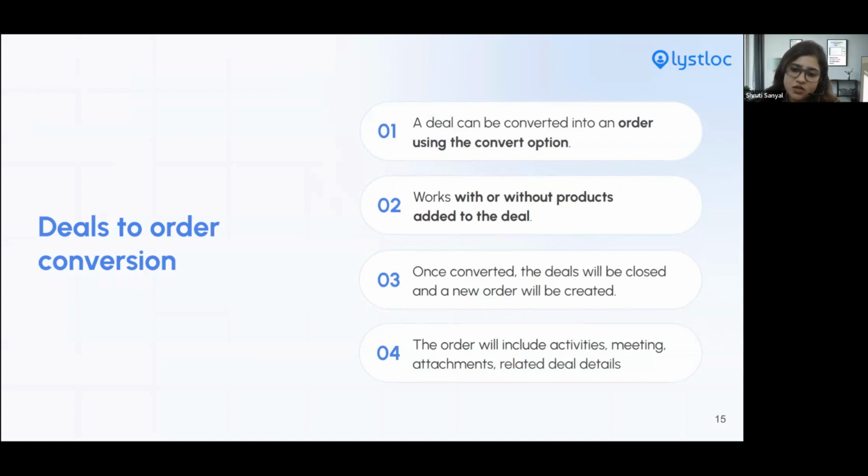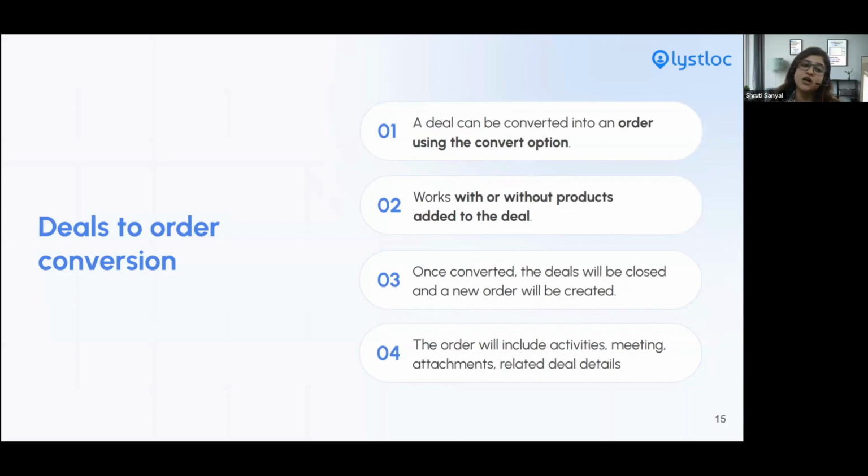And apart from that also, once the order has been converted using the convert option from the deals, the deal will be closed. And that will be a new order, and the new order will be created from there. Once you're creating a deal and once the deal is closed, in that case, a new order will be created automatically from there.